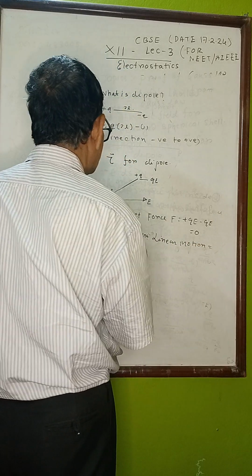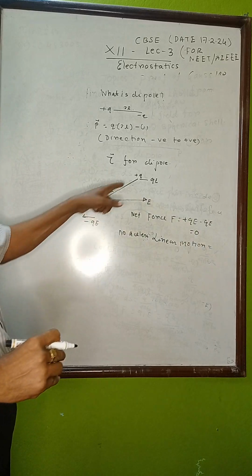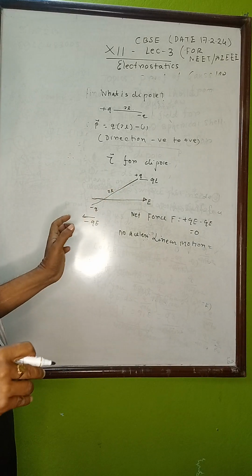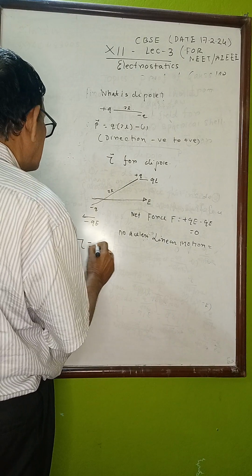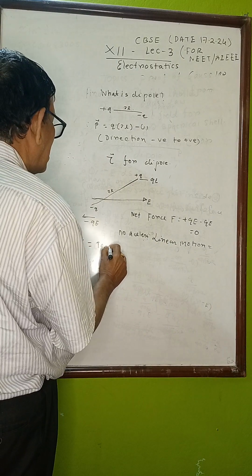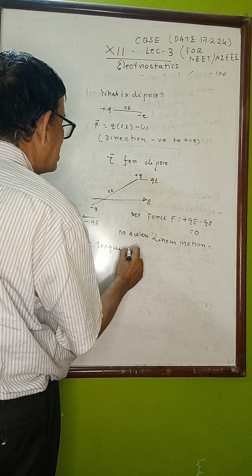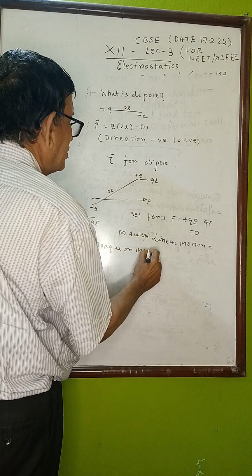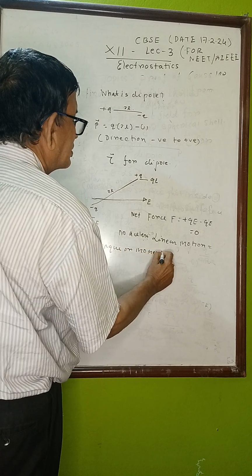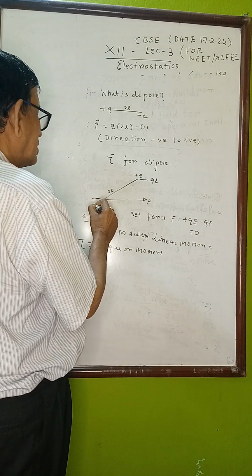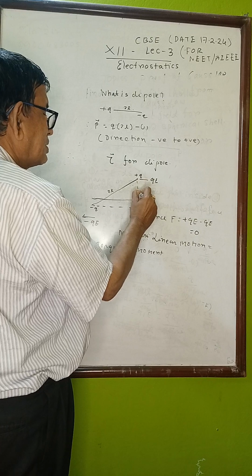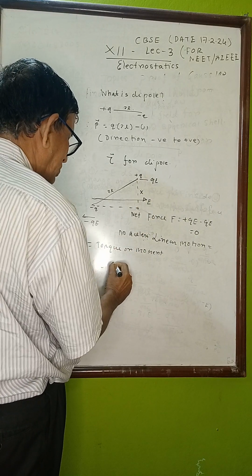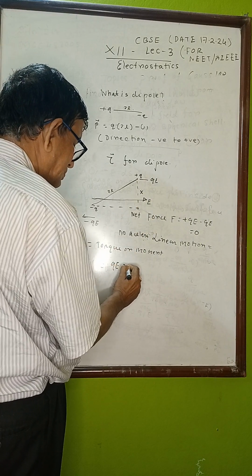No accelerated linear motion. But since two equal and opposite forces are acting on the dipole, there will be torque. Now, the torque or moment of the dipole: what will it be? Force and the perpendicular distance between them, that is again x. So torque equals any force into x.